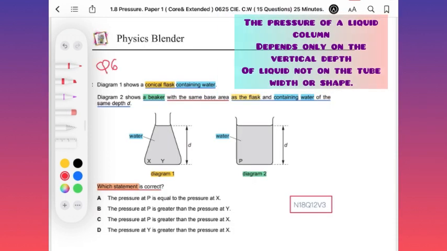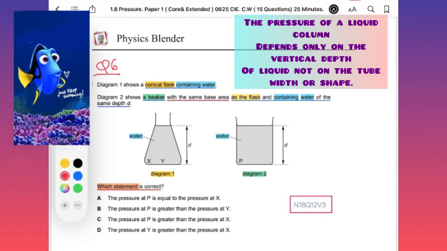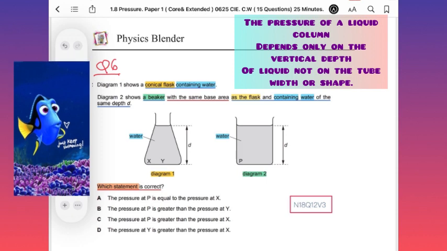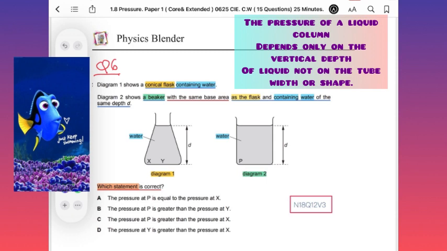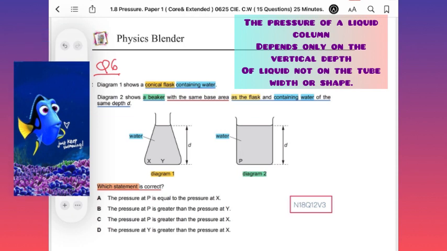Question 6. Back to pressure of liquid. Pressure due to liquid column. Diagram 1 showing conical flask containing water. Diagram 2 showing beaker. They have the same base area as the flask. Both have the same base area containing water at same depth.